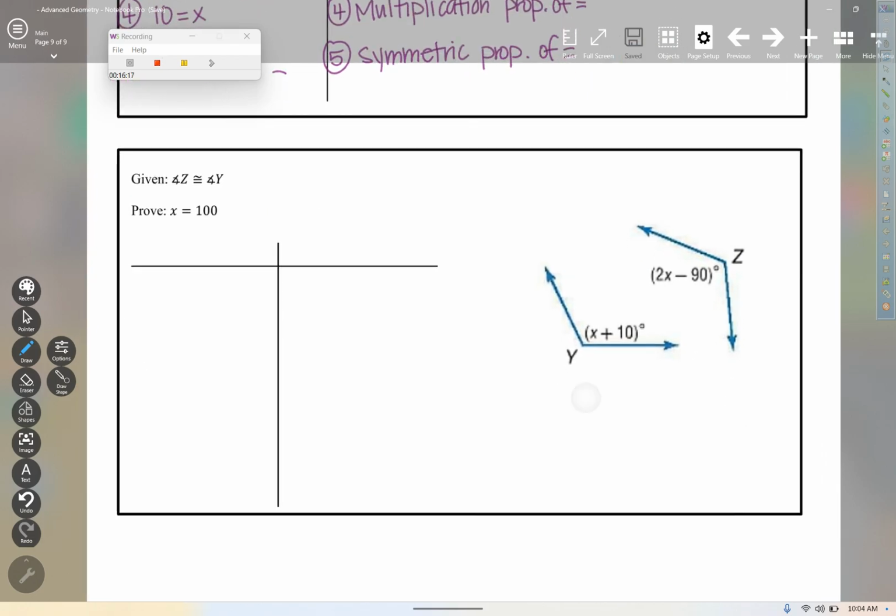Okay, we have our last one. So step 1, angle Z is congruent to angle Y, and that is given. Again, if you look at the proof, it says x is equal to 100, so I know I'm going to have to come up with an equation to solve for x. So I'm going to look at my picture, and I notice that angle Z is 2x minus 90. So I'm going to substitute that in for angle Z. I have 2x minus 90, and congruent means equal, so it equals, and then angle Y is x plus 10. And since I plugged in something for something else, that is called substitution property.